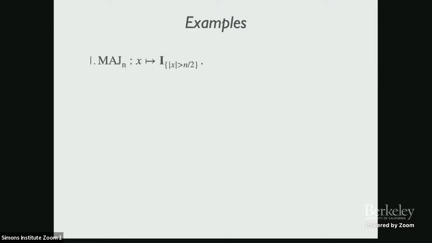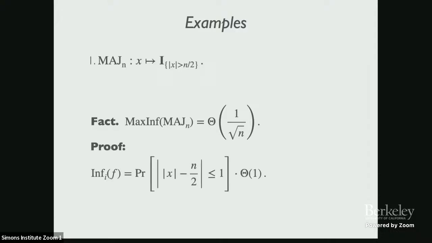Here are some examples. The first one is the majority function, which actually matters for our results. The majority function simply outputs the majority bit of its inputs. The max influence of the majority function is 1 over square root of n. The reason is that for a bit to be sensitive, meaning that if you flip that bit you flip the value of the function, your input must have approximately equal numbers of 0s and 1s. Like in this case, 0, 1, 0, 1, 0. You flip a 0, you flip the majority bit.